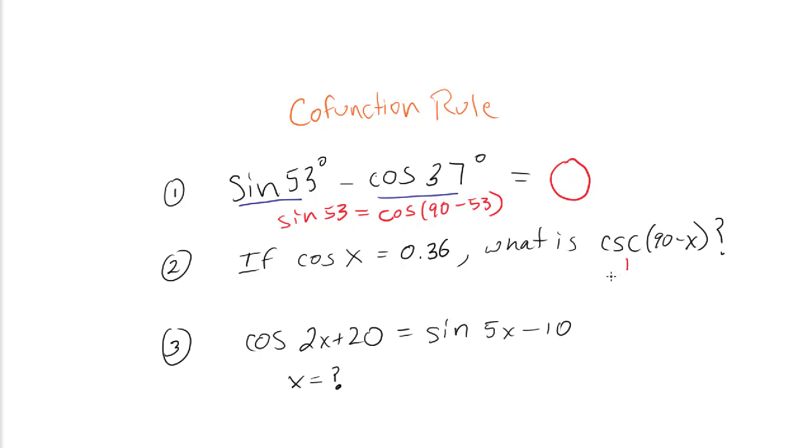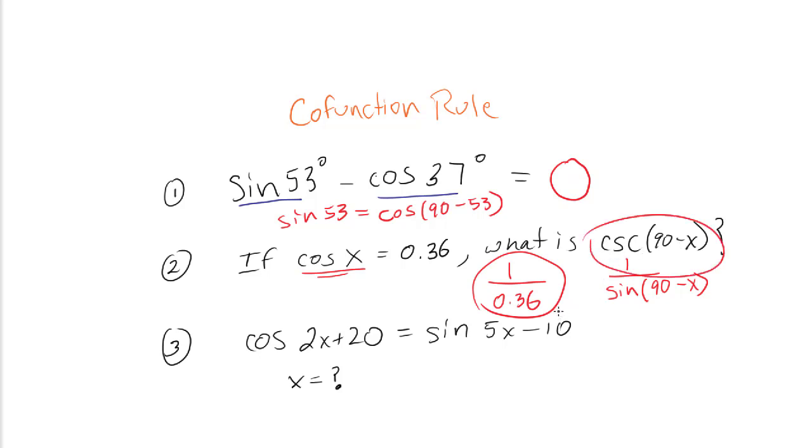The cosecant is our secondary trig ratio. That's 1 over the sine, and the angle would be the same, 90 minus x. Well, we know the sine of 90 minus x equals the cosine of x. So this essentially would be 1 over the cos x, which is 1 over 0.36. That would be your answer. Whatever that evaluates to, that's the cosecant of 90 minus x.